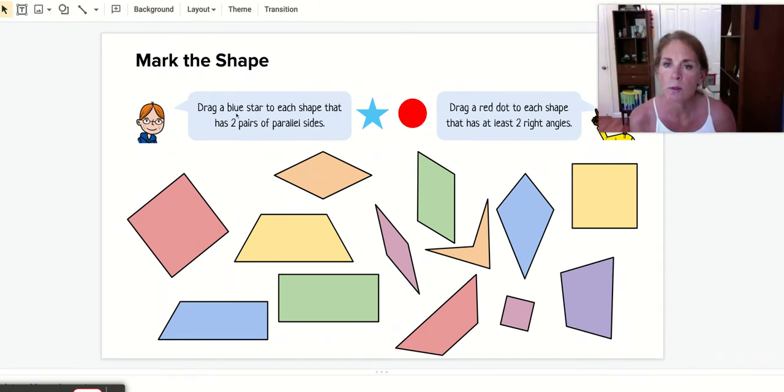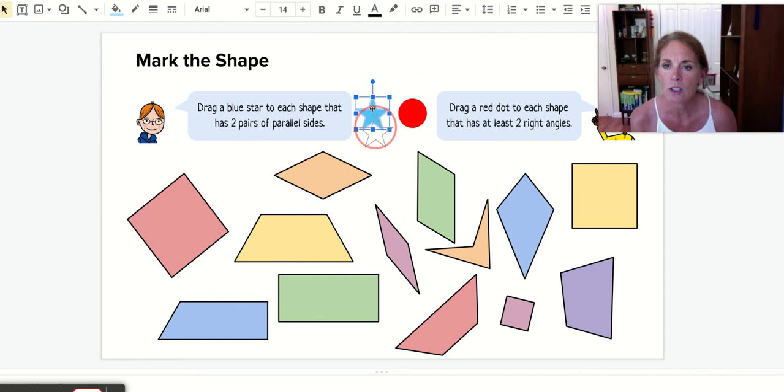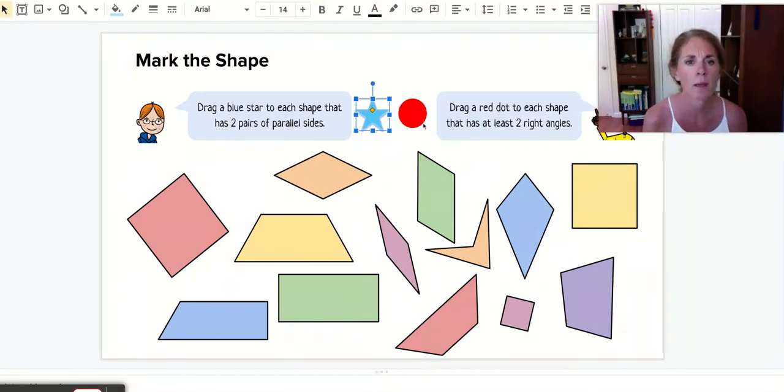So drag a blue star to each shape that has two pairs of parallel sides, and drag a red dot to each shape that has at least two right angles. A right angle is like the edge of a piece of paper. This is a right angle. Squares have right angles.